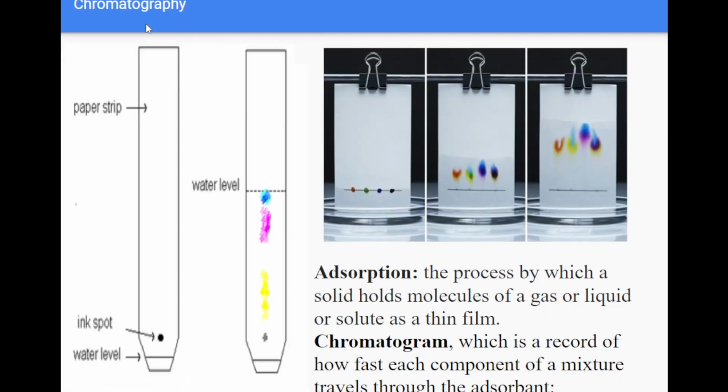Another separation technique is called chromatography. And this is where you use a difference in adsorption between the different molecules. And you basically take a mixture of pigments, run a solution through those pigments, and it'll separate into the different pigments that constitute each one of those. Now, when you do this, the process is called chromatography, but the record that you have like this would be called a chromatogram.